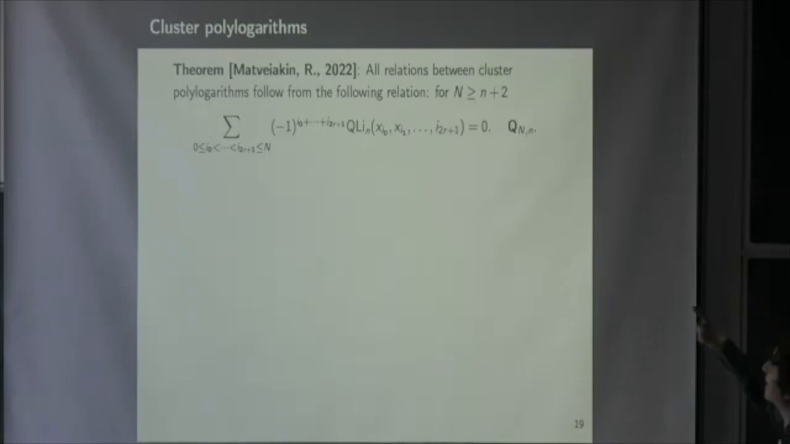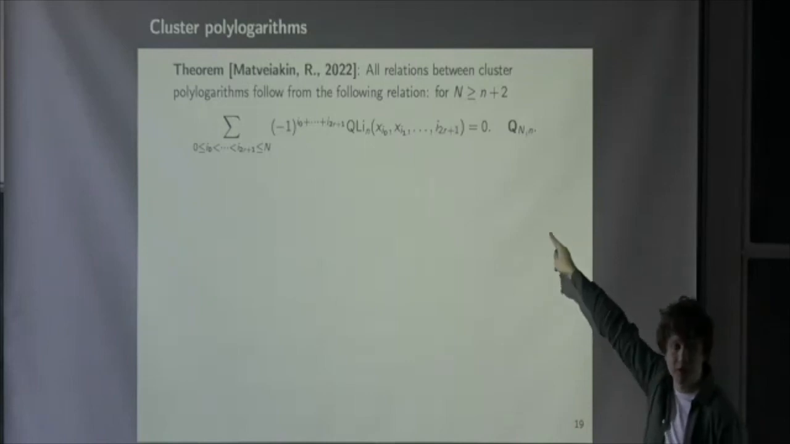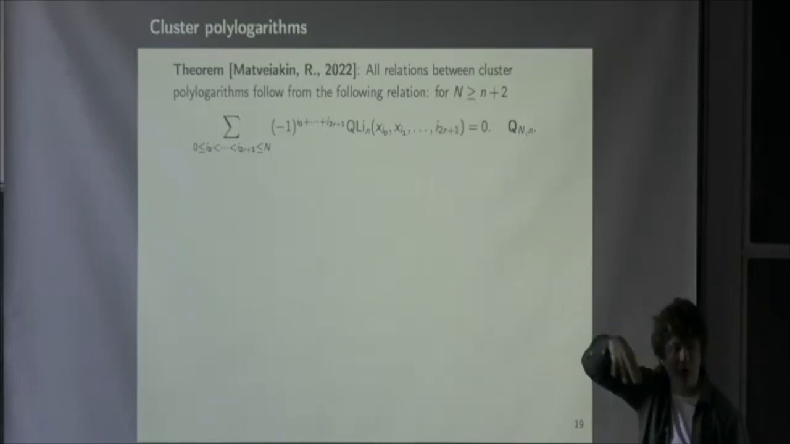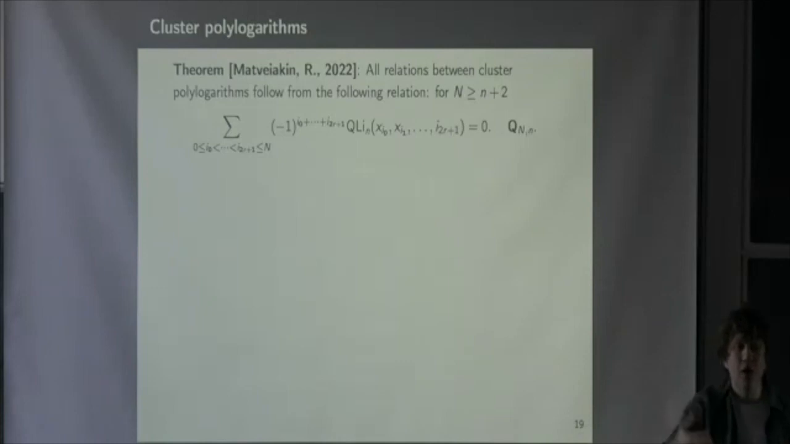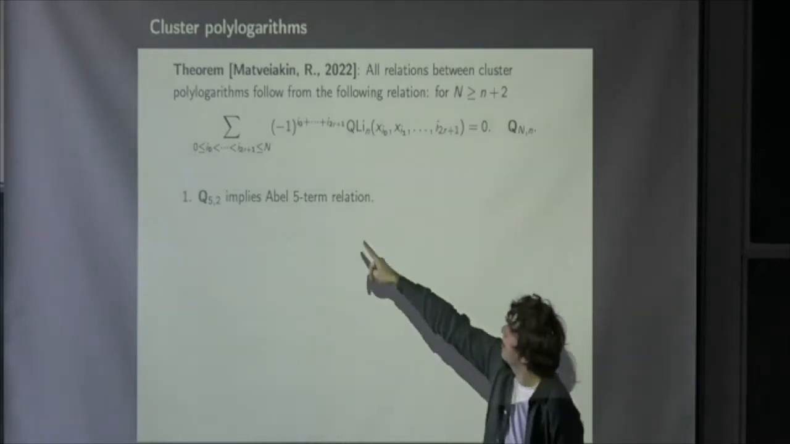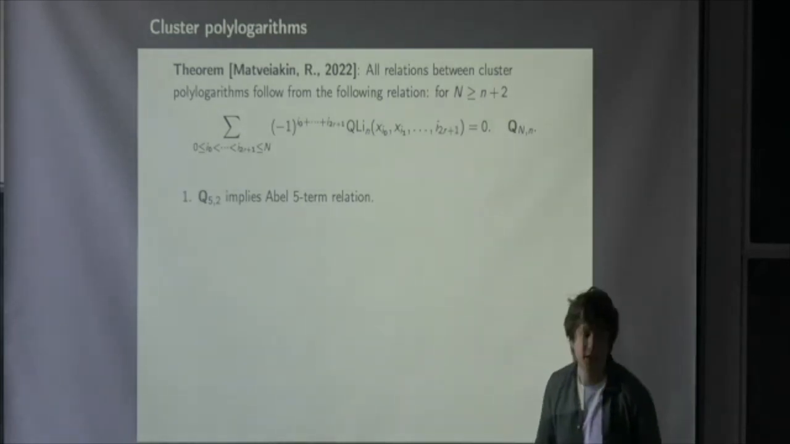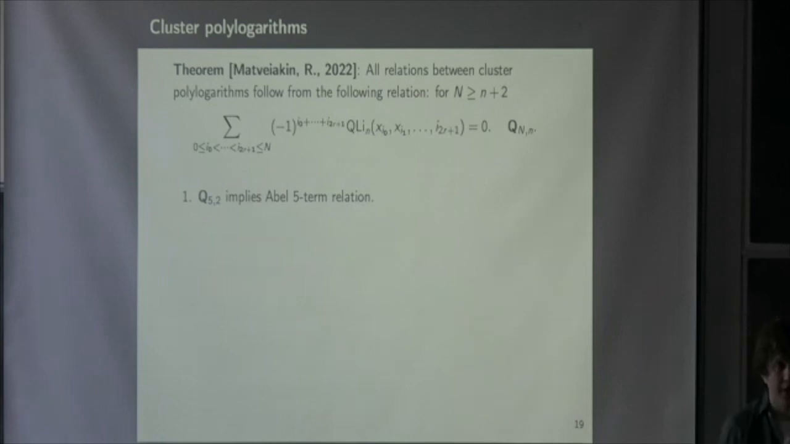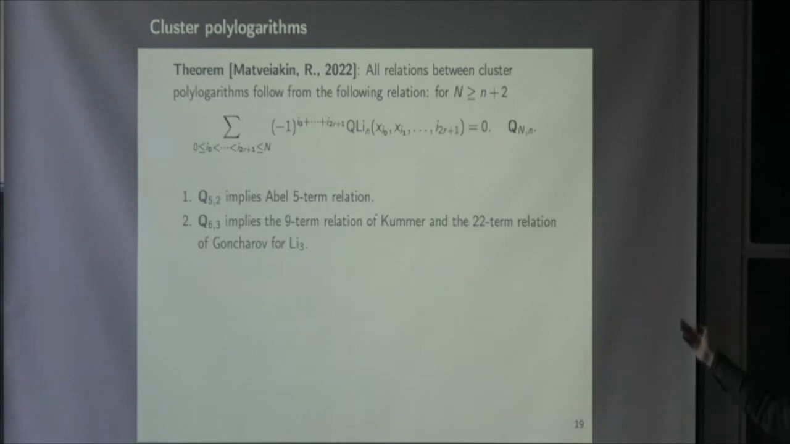But if you plug into the formula the polylogarithms of cross ratios using quadrangulations, this gives you a functional equation for multiple polylogarithms, which is nonlinear and kind of interesting. If you take this case for 5 points and weight 2, you will get immediately Abel's 5-term relation, which is not surprising, the sum of dilogarithms. If you take the same thing in weight 3 and 6 points, you will get Kummer's equation and Goncharov's equation immediately. They can follow from here.